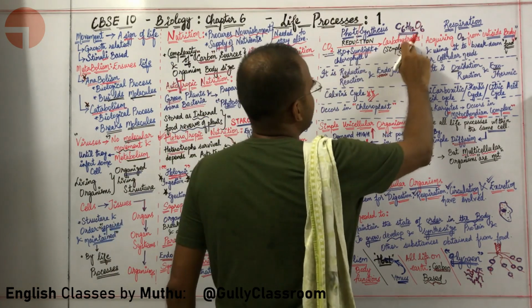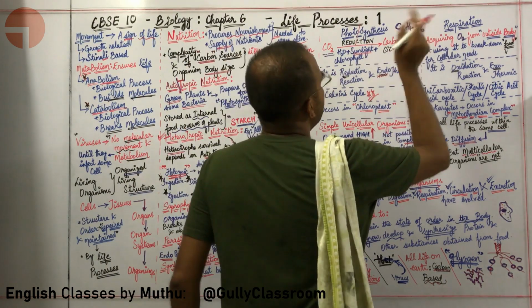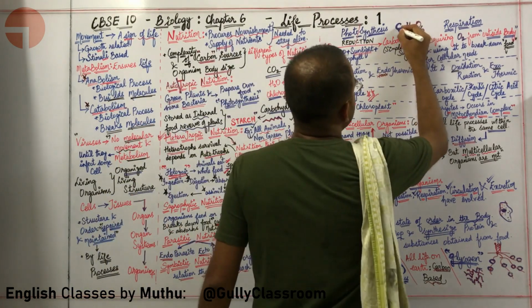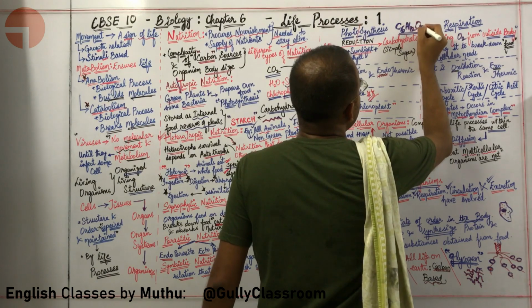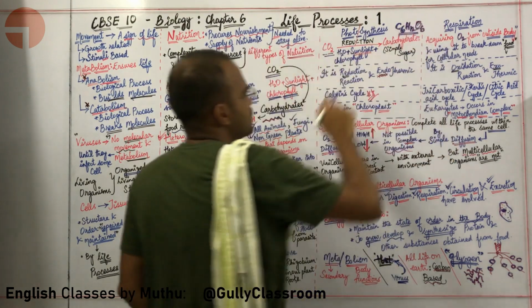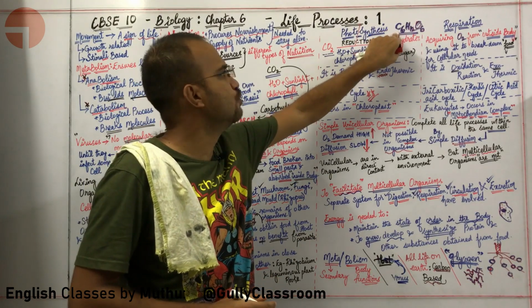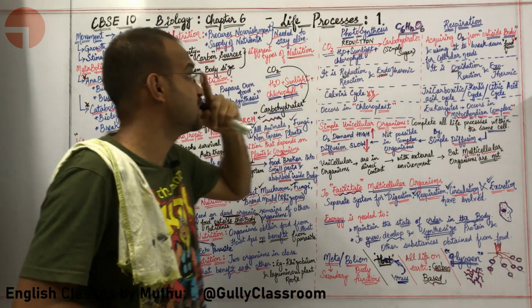What are carbohydrates? Carbohydrates are simple sugars. What is a very famous simple sugar? The very famous simple sugar is glucose. What is the formula of glucose? This is the formula of glucose, C6H12O6.